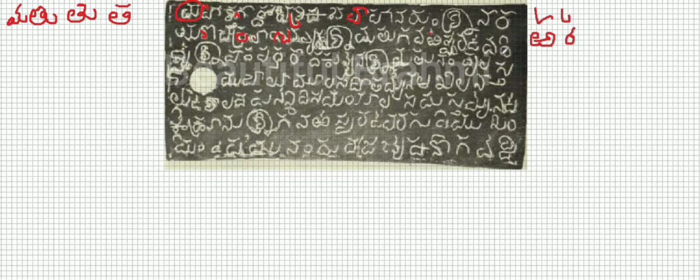Deva, Divya. Then we have Divya, Sri, Pada, Padma. Pada Padma is the lotus feet of Sri Gavareshwara Deva, the divine Divya Sri Pada Padma. That is the divine lotus feet of Sri Gavareshwara. Gavareshwara seems to be an ancient Telugu god.